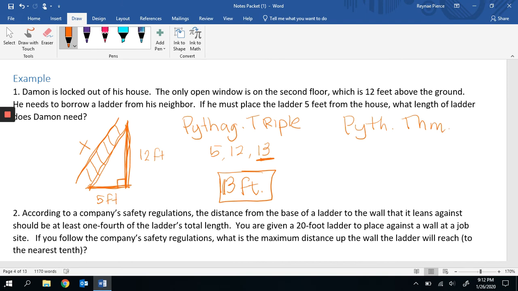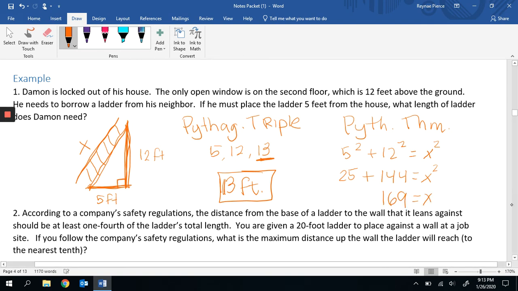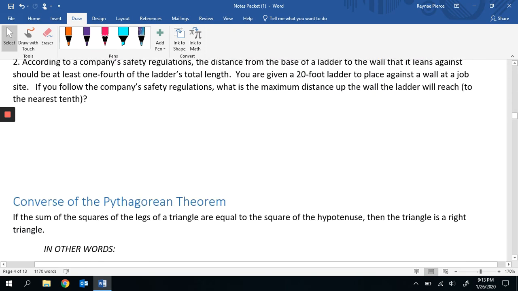5 and 12 are your A and your B values. So 5 squared plus 12 squared equals what squared? 5 squared is 25. 12 squared is 144. When we add them together, that's 169, and the square root of 169 is 13. So again, you can know the Pythagorean triples, and it's kind of like a shortcut, or you can just use the Pythagorean theorem. Either way.